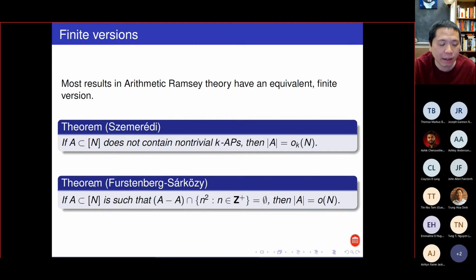And here's another equivalent reformulation of the Furstenberg-Sárközy theorem. If you want the differences to avoid the squares, then the size of your set has to be small compared to the size of n, which is the length of the interval.